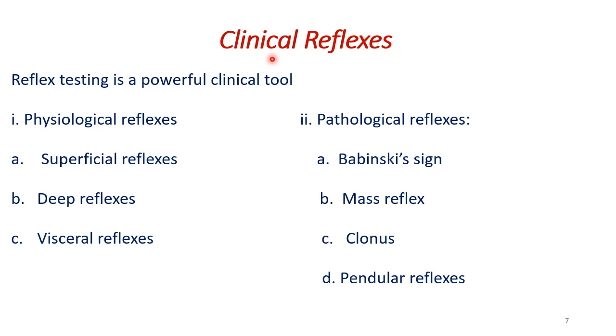According to the clinical classification, the reflexes can be classified into physiological reflexes and pathological reflexes. Physiologically, the reflexes are of three types: superficial reflexes, deep reflexes, and visceral reflexes. Pathologically, we have multiple reflexes or signs, but I'll be concentrating only on a few which are important. The other physiological reflexes you'll be reading as you go through the subsequent batches of MBBS. So we have the Babinski sign, Mar's reflex, clonus, and pendular reflexes.